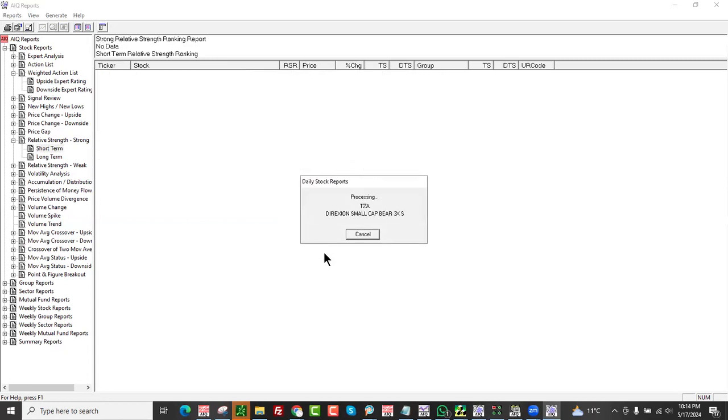So it's just going to generate this. I don't have groups or particularly anything I want to run in here, and I don't particularly care about mutual funds. All I'm after is getting the stock reports at the moment. That's because there's no data in there.